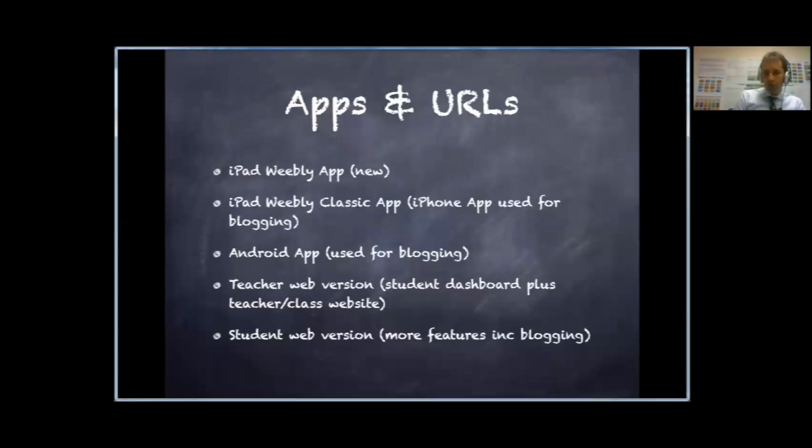So if you wanted your students to create a reflective blog and for you to be able to interact with them using that blog, they need to download a second app, which is called the Weebly Classic app. And that's been around for about 3 or 4 years, and it was designed for the iPhone. But at the moment, if you want your students to use a blog on their iPad, they need to use the Classic app as well as the one that came in October. There's also an Android app, so if they have an Android device, they can blog from their mobile telephone. And there are 2 other places.